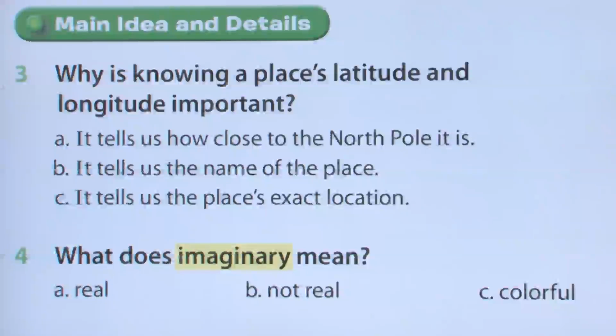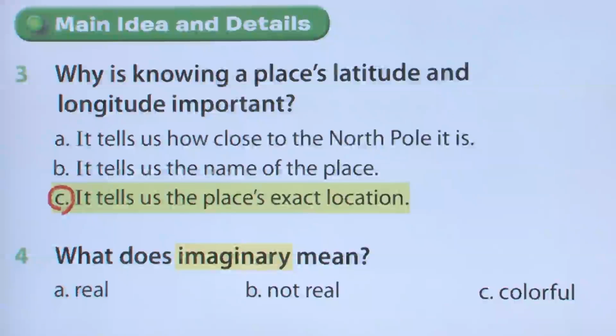Okay, question number 3. Why is knowing a place's latitude and longitude important? Why do we want to know the latitude and longitude? A, it tells us how close to the North Pole it is. B, it tells us the name of the place. C, it tells us the place's exact location. So, why do we want to know latitude and longitude? Because C, it tells us the place's exact location. And maybe we can find the name if there is a name.